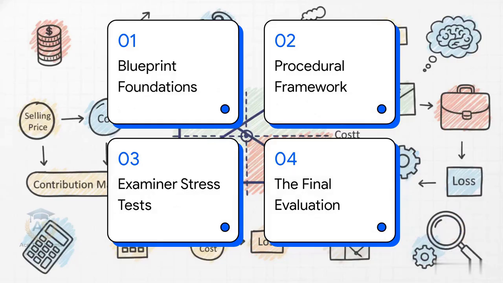Here is our structural grid for today's explainer. First, blueprint foundations. Second, the procedural framework. Third, examiner stress tests. And finally, we will top it all off with the final evaluation. We are moving from raw conceptual foundations all the way up to surviving the examiner's rigorous stress tests.